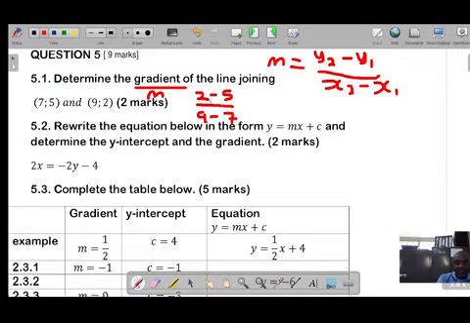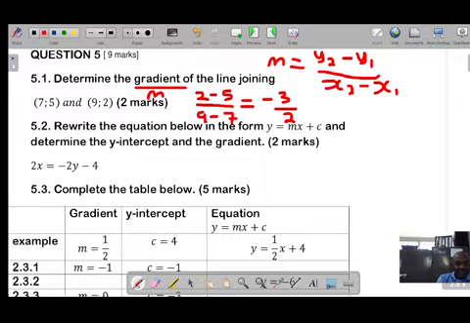Now 2 minus 5 gives us negative 3, and then divided by 9 minus 7 gives us 2. So this is our answer. You don't have to stress. You can leave it like it is, it's fine. Or you can say negative 1.5, but however, it's not a big deal. Okay, let us proceed.